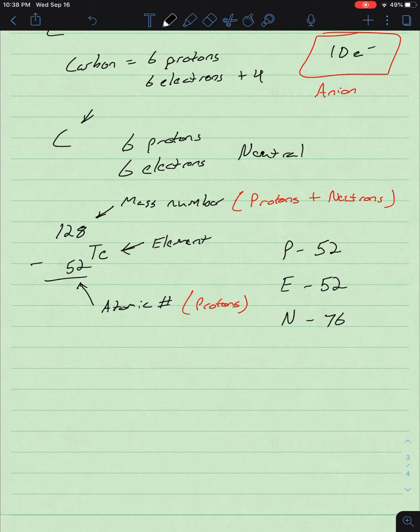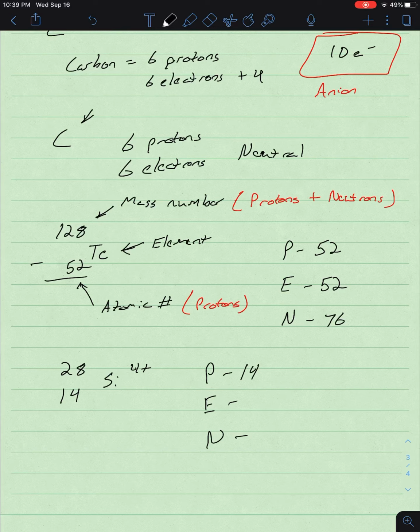So I've got 28, 14. This is silicon, so we're playing with silicon, and we have a 4 plus charge. Now we're dealing with an ion because it has a charge. We're going to do the exact same thing, so we're going to do our PEN number. Protons again is easy. It's just that atomic number on the bottom left, so that would be 14.